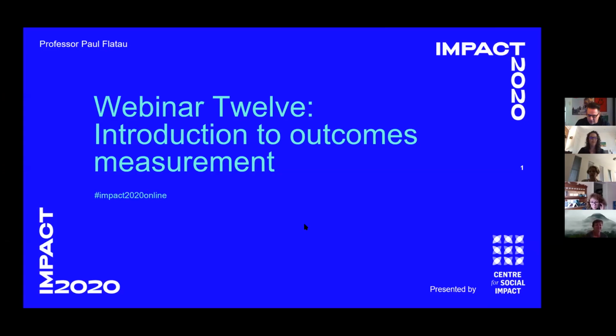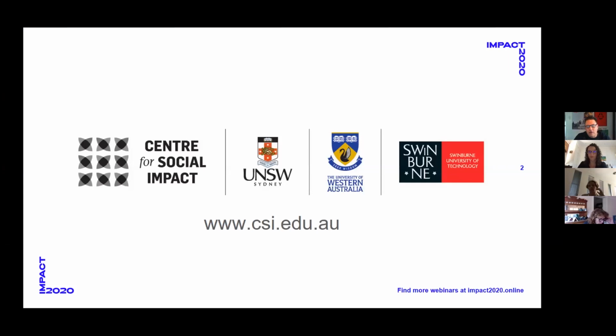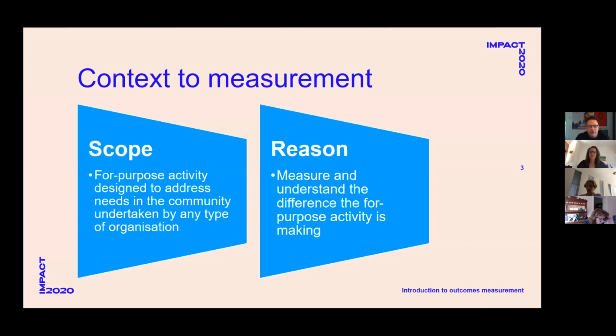So this is about impact measurement, outcomes measurement, just about measurement and evaluation in a particular context. And that context is for-purpose activity. And we're the Center for Social Impact, so it's for social impact purpose activity designed to address needs in the community undertaken by any type of organization. So you can be a business, you can be a social enterprise, you can be a charity, government, whatever you are, you can be an individual, you can be a community group. The context that I am looking at is a context around for-purpose activity.